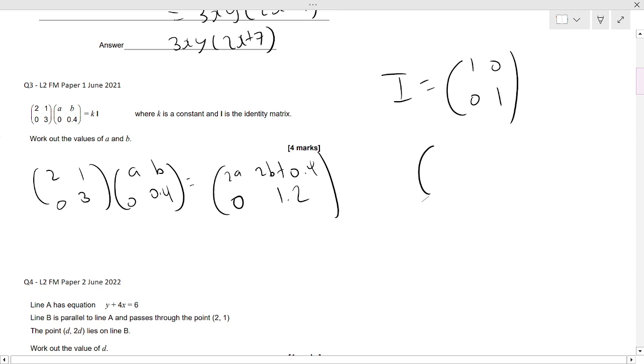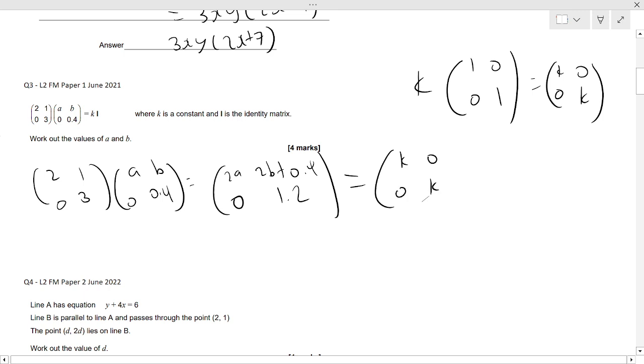The identity will always keep it the same. So if we have any 2 by 2 matrix like this, multiplied by I, you will get the same matrix back. So it'll be A, B, C, D. Anyway, that's just what that means, but you need to remember that's I. And so k of I, we multiply by a number in the front, so we're just going to multiply each number inside the matrix by k. So k times 1 is k, k times 0 is 0, k times 0 is 0, k times 1 is k. That will be equal to k, 0, 0, k.